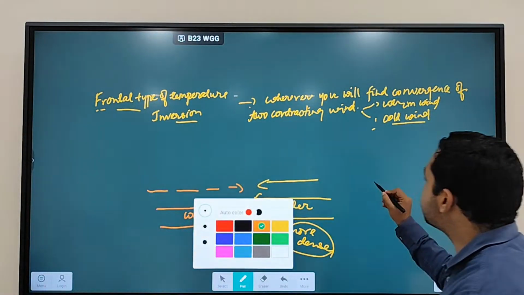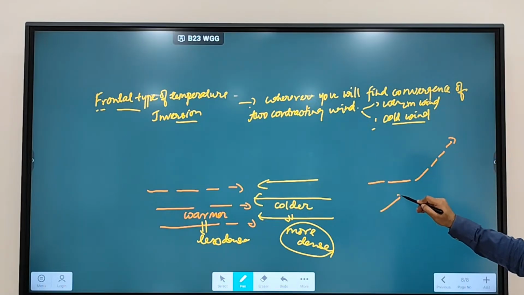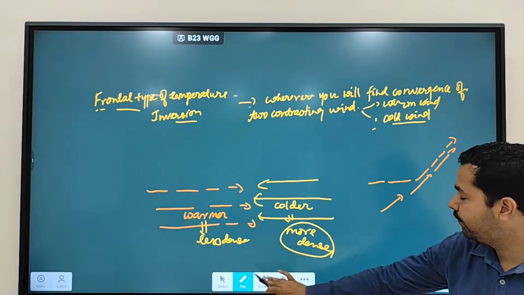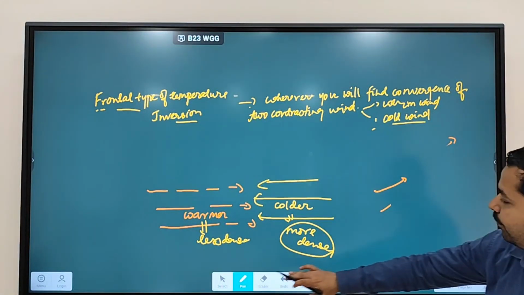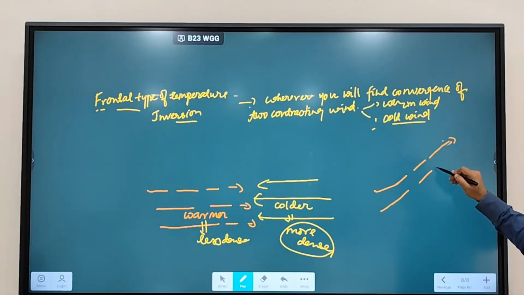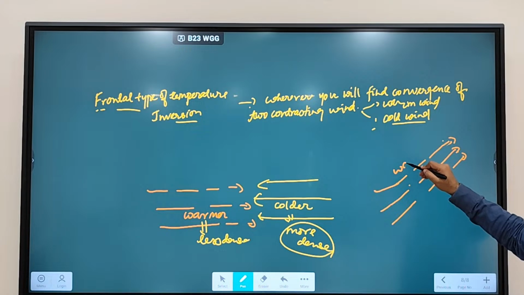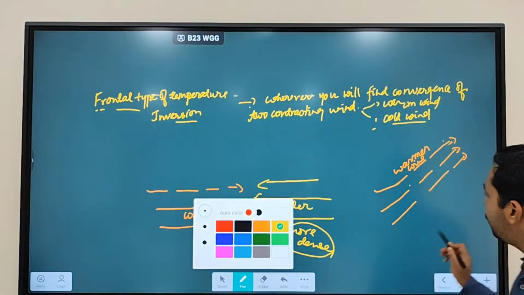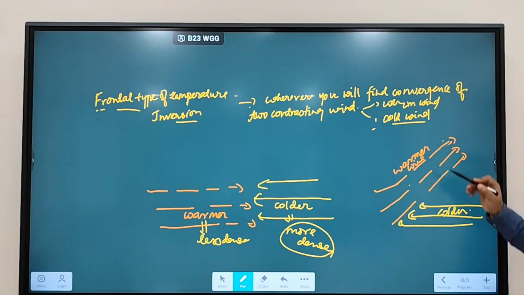Less dense will float over more dense. So as a result, you will see warmer wind is going to rise up like this. So this is how you see warmer wind rising up, and you will see colder wind like this. So this is less dense going up over more dense.